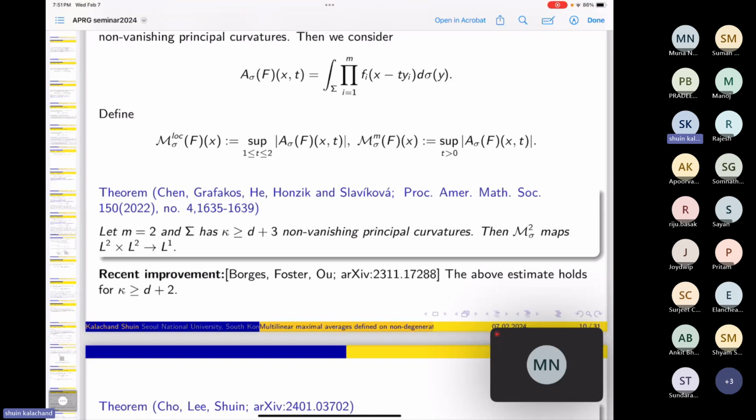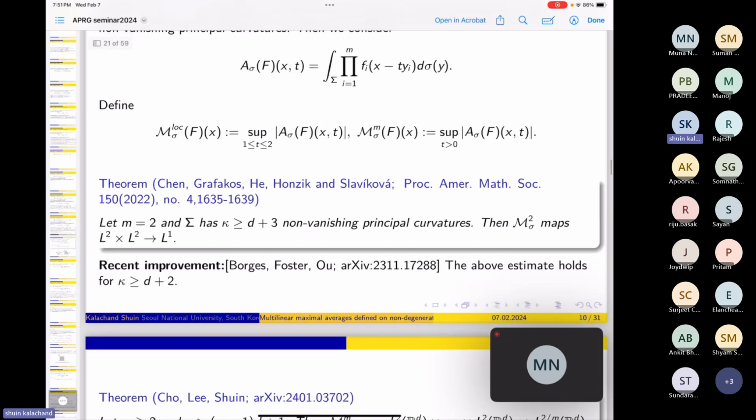Now when m is 2 and sigma is a compact smooth hypersurface with at least d plus 3 non-vanishing principal curvatures, Chen, Grafakos, Honzík, and Slavíková proved that this maximal function maps L2 times L2 to L1. And this result was very recently improved, in November last year, by Borges, Foster, and Ou. They proved that the L2 times L2 to L1 estimate holds if the hypersurface has at least d plus 2 non-vanishing principal curvatures.